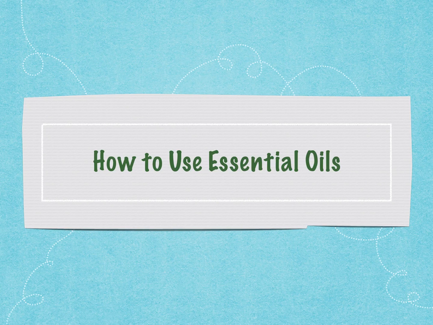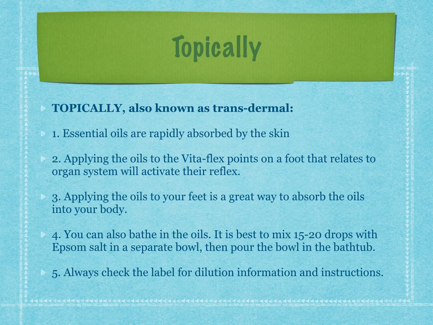Now, how to use essential oils. There's basically three ways to use essential oils: topically, aromatherapy, and ingestion. We're going to talk about each one. Topically, put oils on your skin. It's also known as transdermal. Essential oils are very rapidly absorbed by your skin. Now, this makes sense because the skin is the largest organ system in the body.